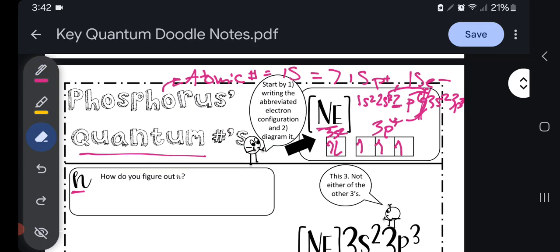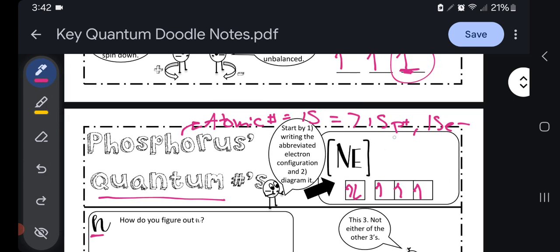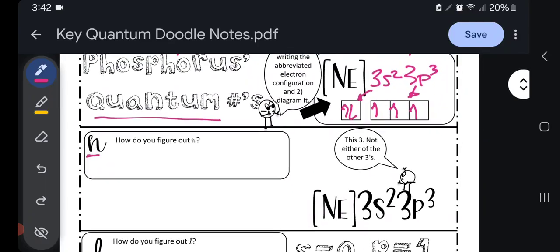I need to move my stuff down the bottom of the screen so it doesn't get so crazy. I'm going to write the shorthand up here. After neon, number 10, you go over to number 11, sodium, and you're in energy level 3, 3s2, which is that one, and then 3p3, which is that one. That's the shorthand electron configuration for phosphorus.